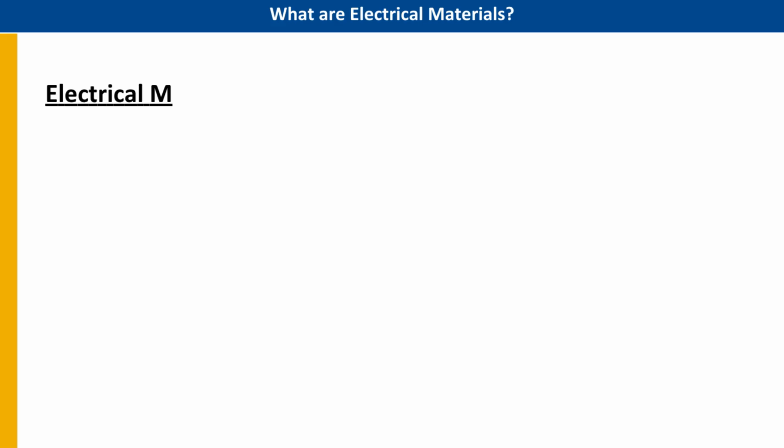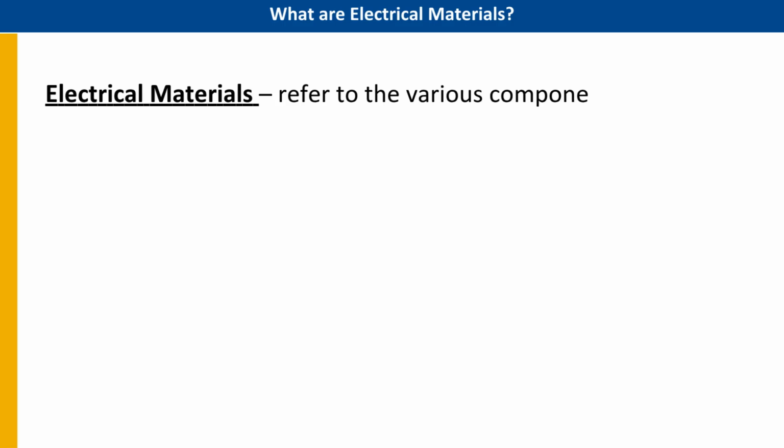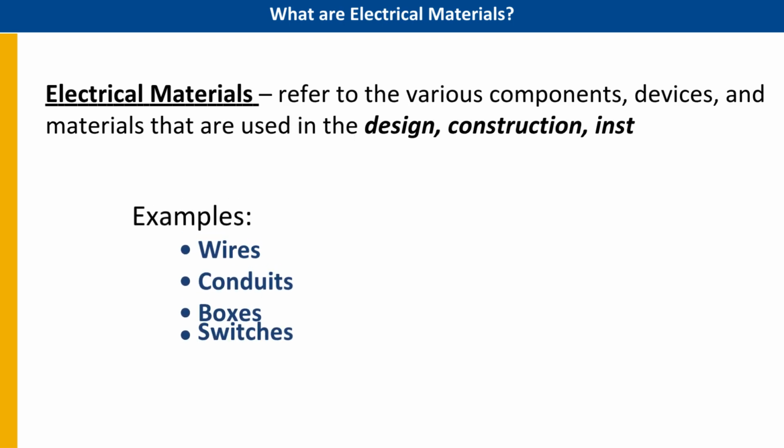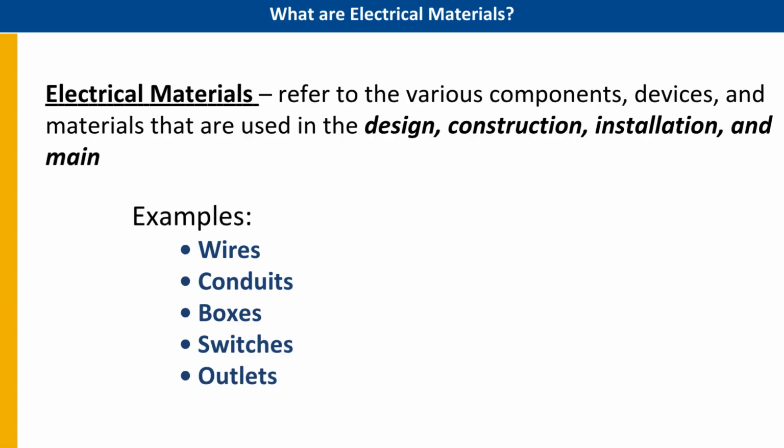So, what are electrical materials? Electrical materials are the different components and devices used in the installation, maintenance, and repair of electrical systems. Examples include wires, conduits, boxes, switches, outlets. Without these materials, electrical systems cannot function properly or safely.